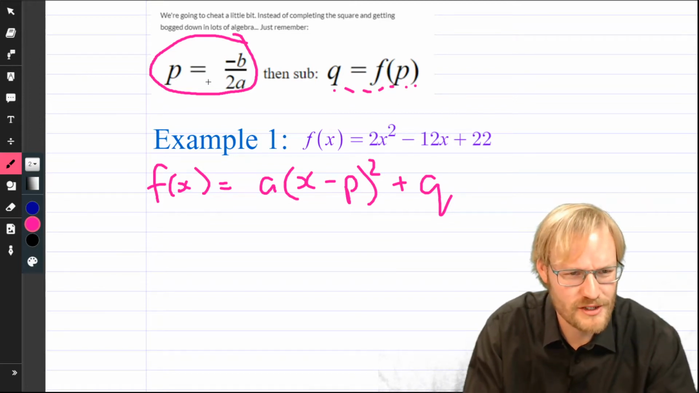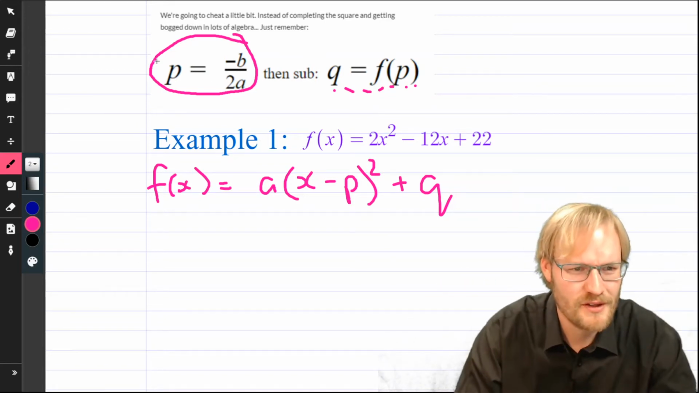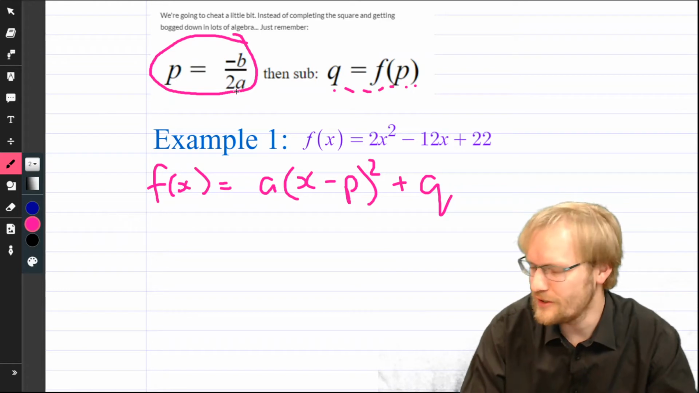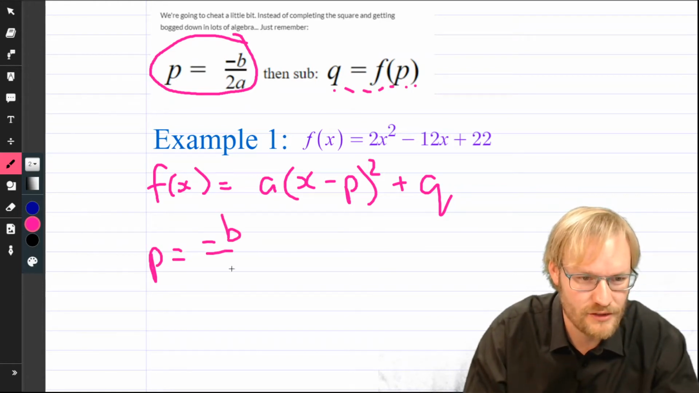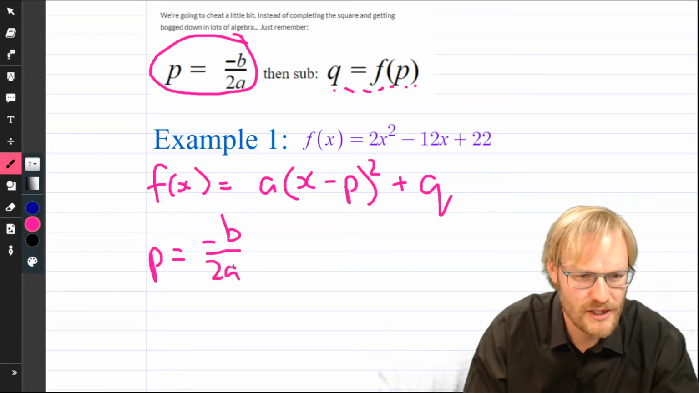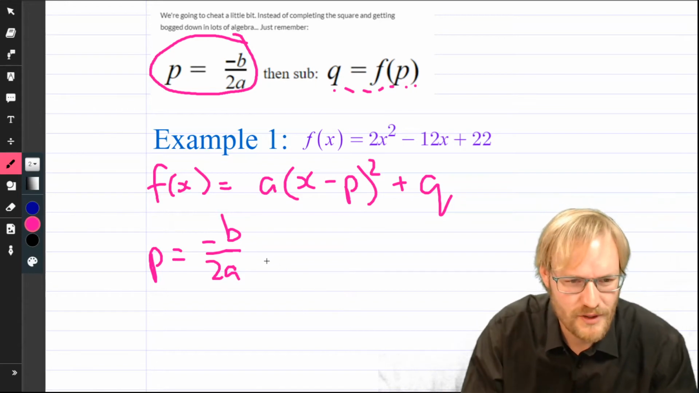Okay, so we're going to use our one new bit of golden information that we're just going to accept as fact. P equals minus b over 2a. So let's write it down. P equals minus b over 2a. That's our starting point. Let's write out that little equation every time just so it gets drilled into our head.